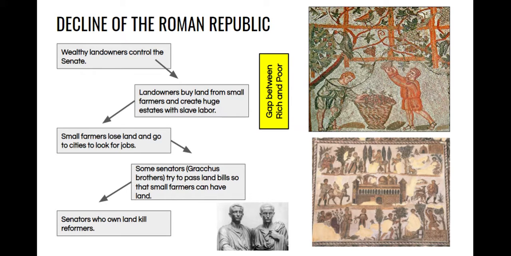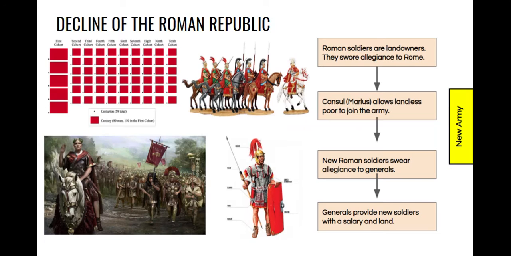The Roman Republic, although they do well after the Punic War, starts to see a decline. There are 3 things that really lead to this decline. The first is a gap between rich landowners and poor farmers. We start to see landowners actually buy up poorer farmers' land, forcing the farmers to be jobless and go into cities to look for jobs, which causes some issues.